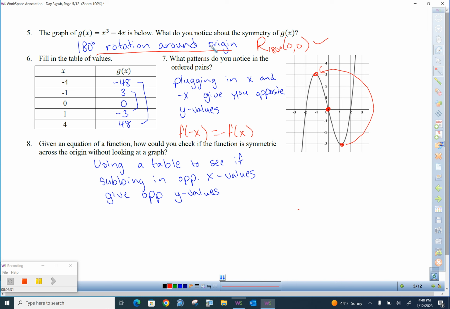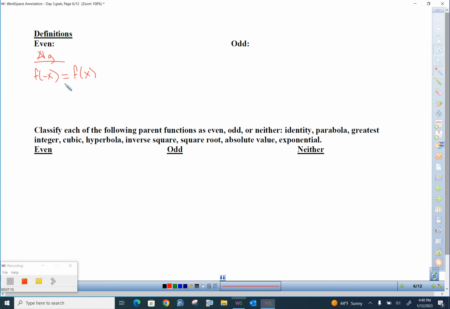So here are the definitions that we just talked about. Even algebraically means that when we plug in negative x, we get exactly the same thing as when we plug in regular x. Even means equal. The algebra version for odd means when we plug in negative x, we get the opposite of what we get when we plug in regular x. So odd means opposite.